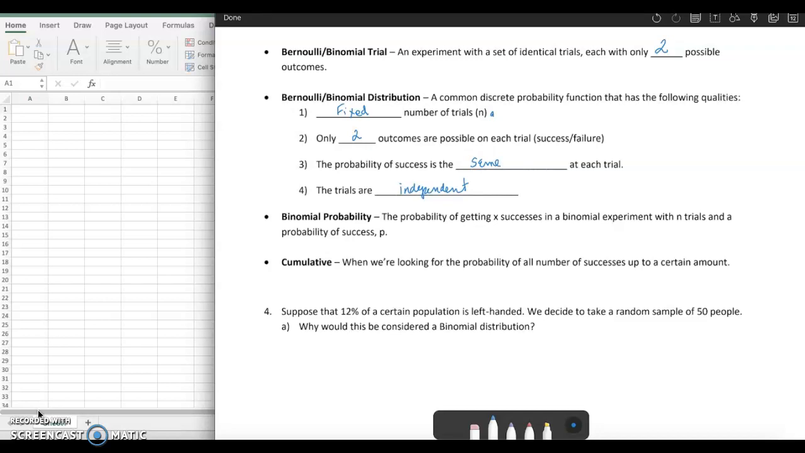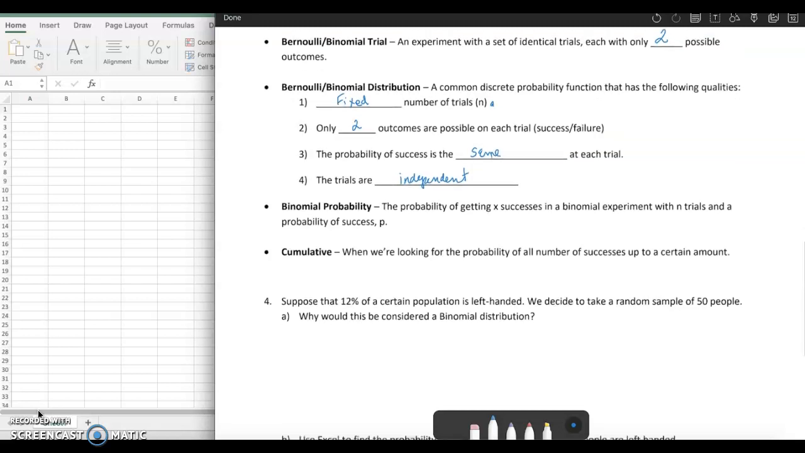We also need to give Excel the information about whether we are looking for something cumulative or not. So cumulative means when you're looking for the probability of all number of successes up to a certain amount. And that will make more sense when we actually do an example.